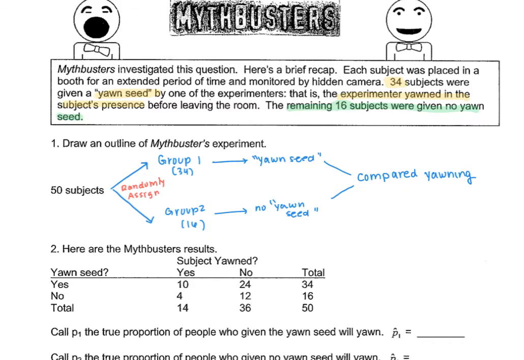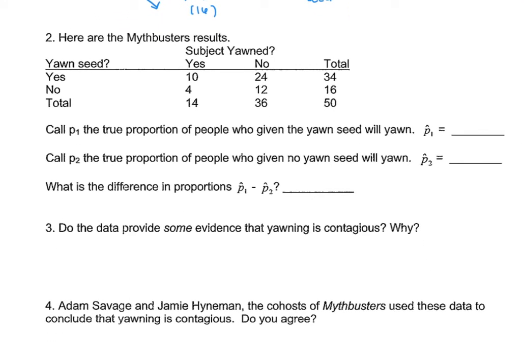And here are the results of this Mythbusters experiment. So we have whether or not they received a yawn seed and if they yawned. So this row right here represents they received the yawn seed. That's the first group. And this row right here represents if they did not receive the yawn seed. That was group 2. So we have 2 different proportions.